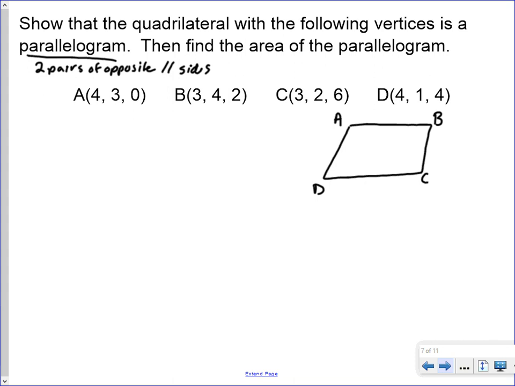By drawing out the parallelogram, since I'm a visual person, it helps me say, okay, one of the vectors I need to find is AB in component form. When I do AB in component form, I do my terminal minus initial. So 3 minus 4 is negative 1, 4 minus 3 is 1, and 2 minus 0 is 2.